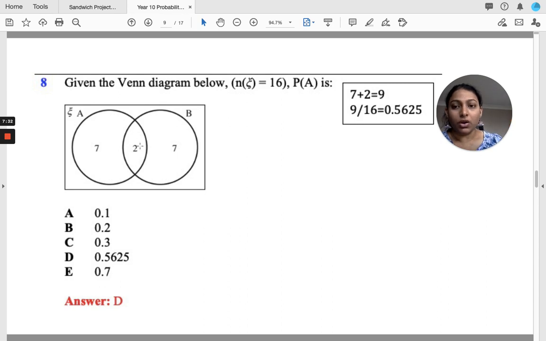All right, so now they want A. A is nothing but you should also include this intersection area, because B also should be treated as 2 plus 7. A should be treated as 7 plus 2. So this whole thing right here is your A. So 9 over the total, which is 16, is 0.5625. So your answer choice is D.